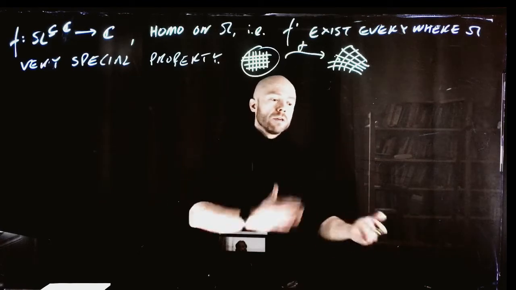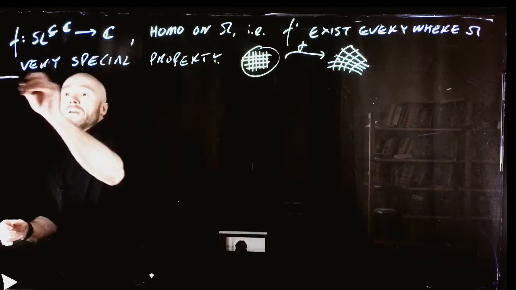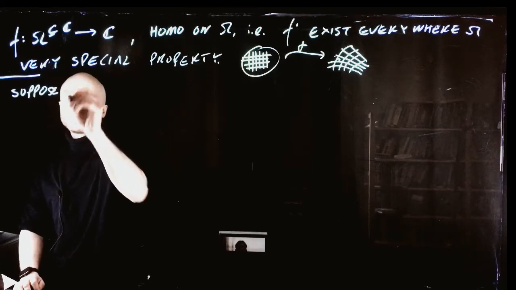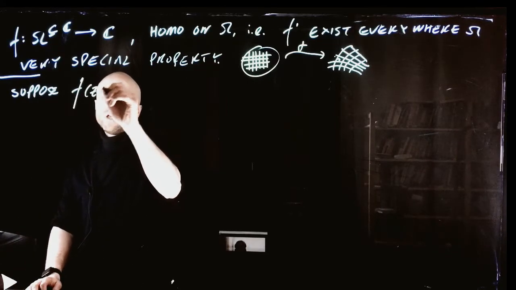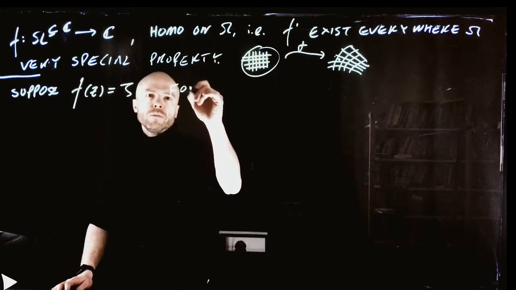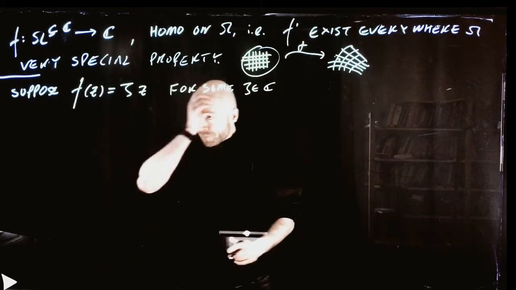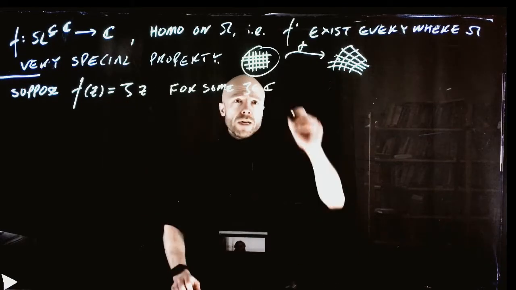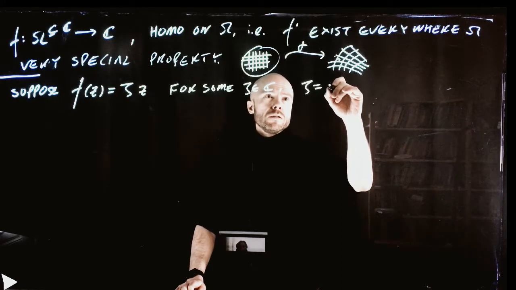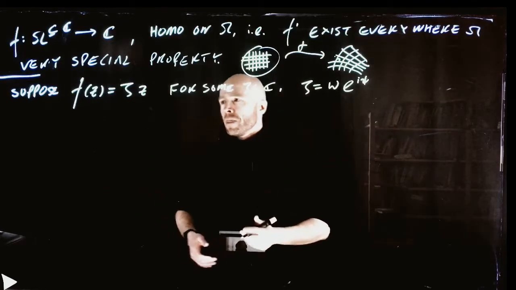And let's start with some sort of warm-up with the very simplest function. So suppose we have f of z is just equal to zeta times z, for some zeta belonging to the complex numbers. Then what does this say? Let's write zeta in polar form, as w e to the i phi.